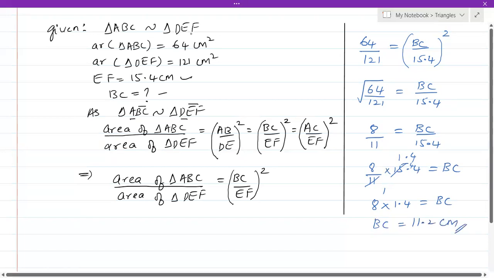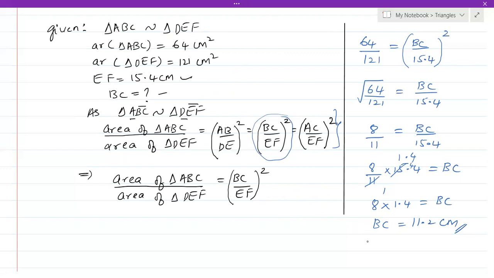So they have given two triangles that are similar. If two triangles are similar, then we can write this relation of squares of the corresponding sides. Among those, we have to select the middle one because the question is based on this. So let's take that, substitute the given values, and we will get the required answer. So let's get into the next problem.